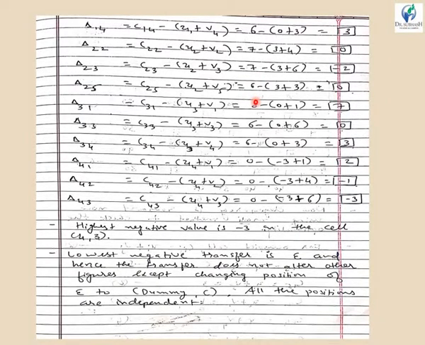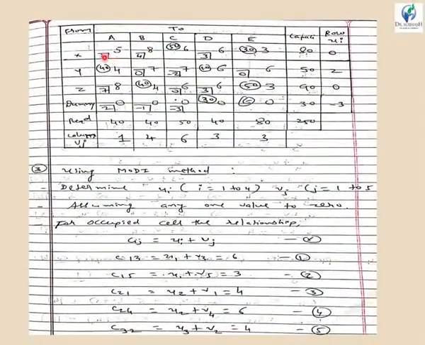Now you can see from the table the opportunity cost for all the unoccupied cells is shown in the boxes. The values shown in the boxes are the opportunity costs for the unoccupied cells. For this unoccupied cell it is 4, for this it is 4, for this it is 3, then for this unoccupied cell it is 0, for this it is minus 2, for this it is 0, for this it is 7, for this it is 0, for this it is 3, for this it is 2, for this it is minus 1, and for this it is minus 3.